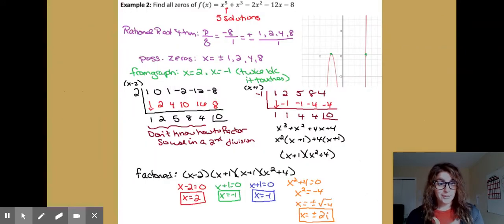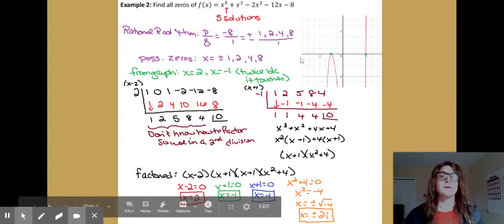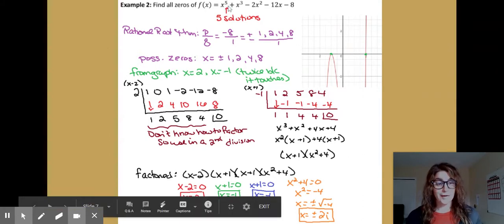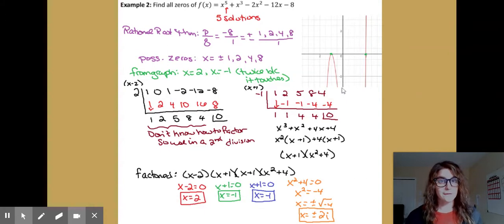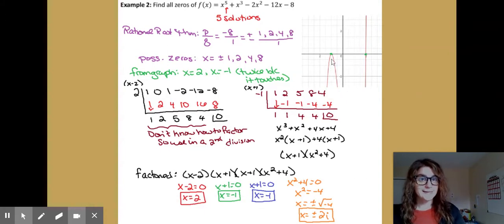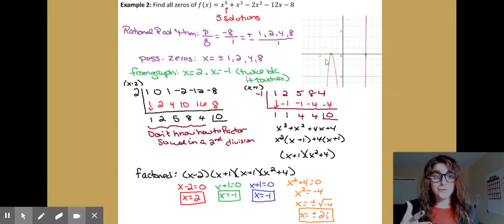So as you can see here, I have one completely done out for you. I can see it's a degree of 5, so that means I should have 5 solutions. Yet when I look at the graph, I only see 2. I see it at a positive 2 and a negative 1. So again, the Desmos graph is going to be our best friend here. It's going to help us really narrow down these solutions.